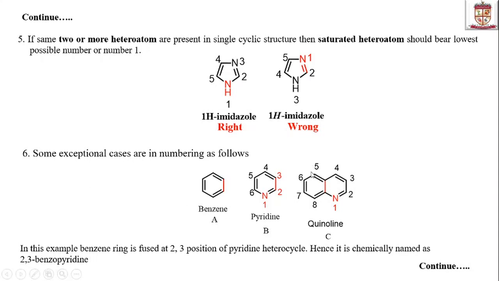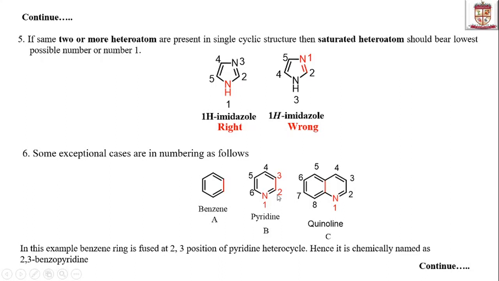This is the quinoline, and in this quinoline the first number is given to the nitrogen as per the IUPAC nomenclature and numbering rule, where quinoline is formed by fusion of two rings. One is benzene and another one is pyridine.